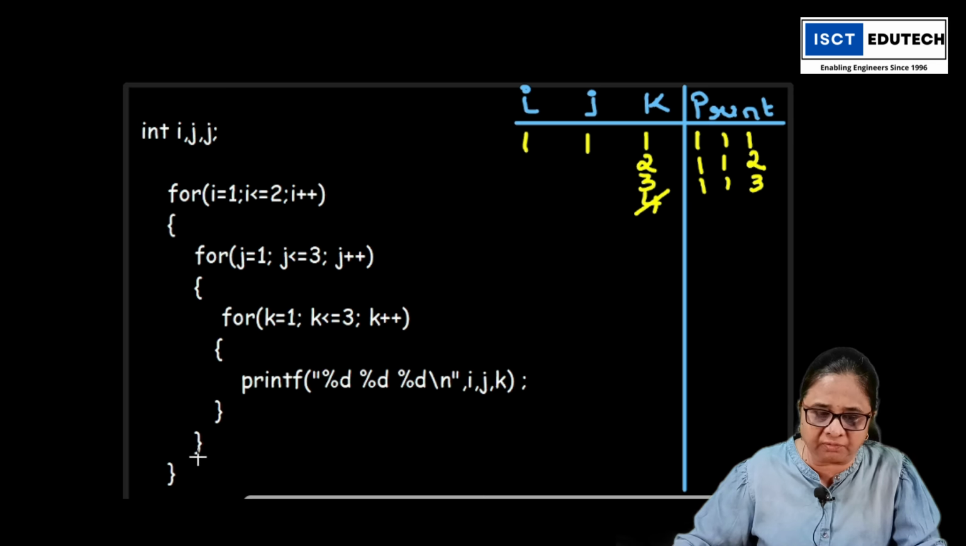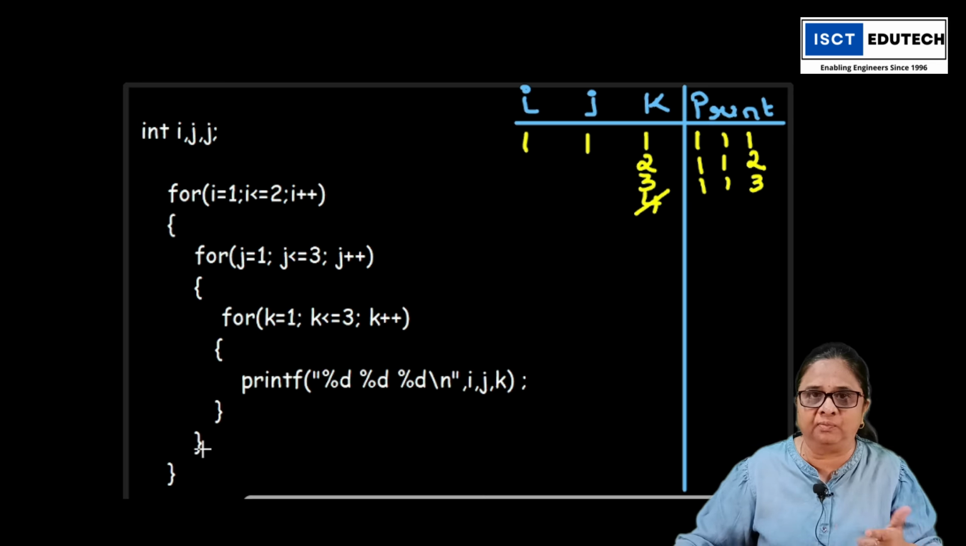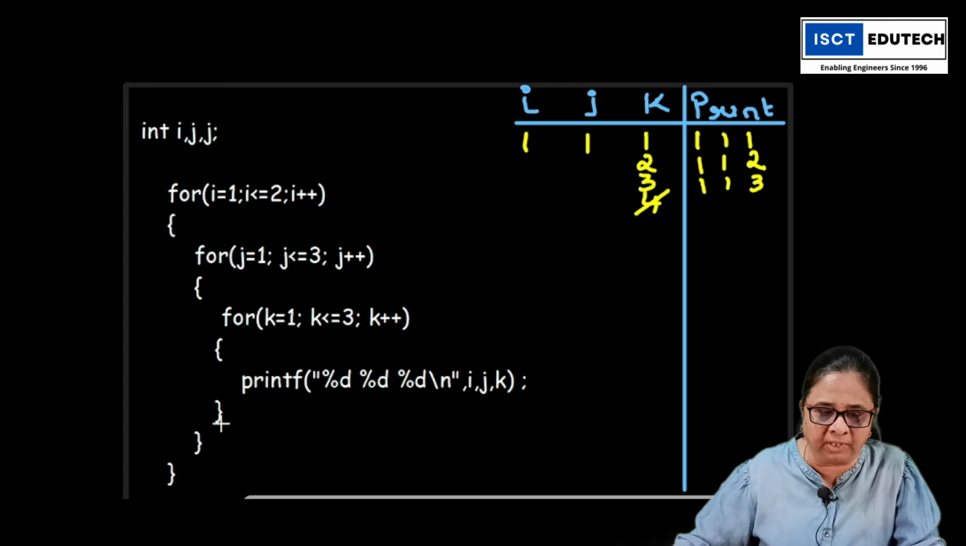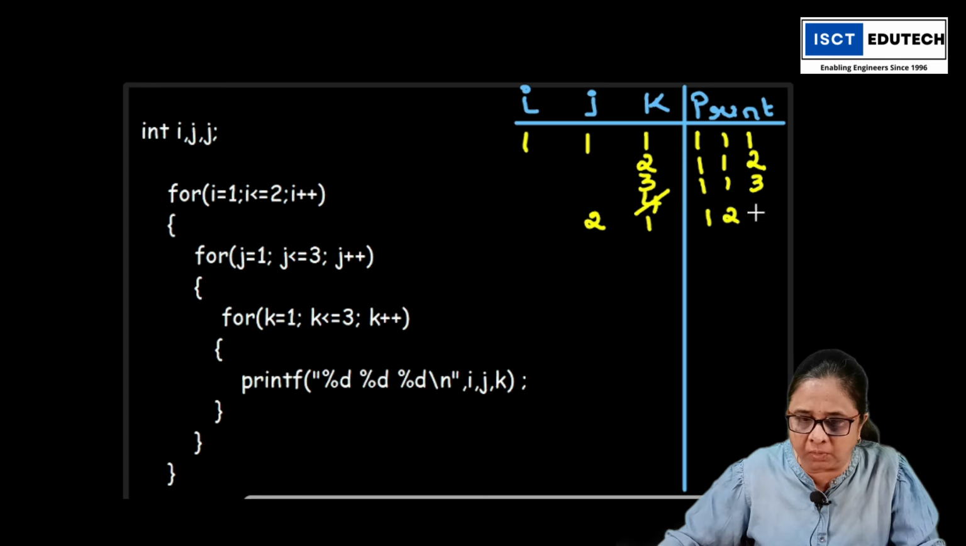Now, once it comes out of the K loop, it will go back to its parent, which is the J loop. So it will go back to J plus plus. J now becomes 2. 2 less than or equal to 3, yes. Again enter the J loop. It meets K as a new loop now. So K restarts with 1. I has not yet changed. Output is 1, 2, 1.